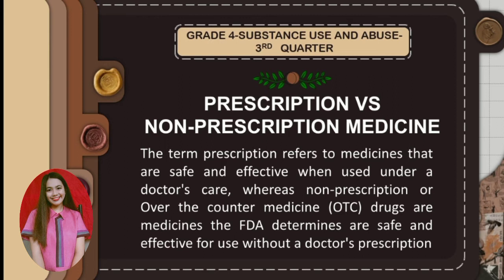The term prescription refers to medicines that are safe and effective when used under a doctor's care, whereas the non-prescription or OTC drugs are medicines that the FDA determines are safe and effective for use without a doctor's prescription. OTC medicine consists mainly of vitamins, minerals, herbs, supplements, and certain medication that are safe and effective when patients follow the directions on the label or those given to them by their healthcare professional.